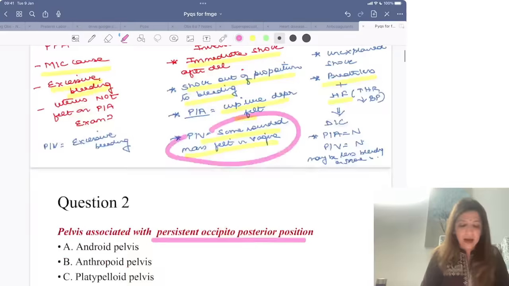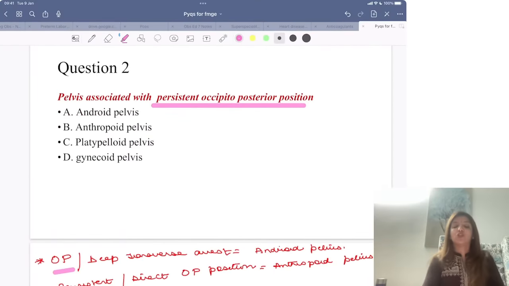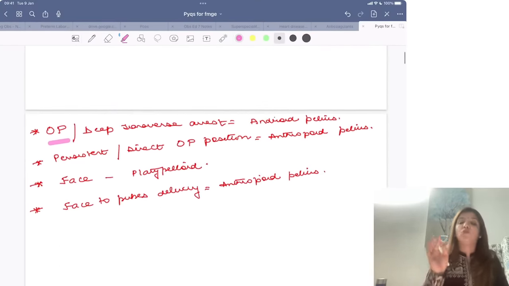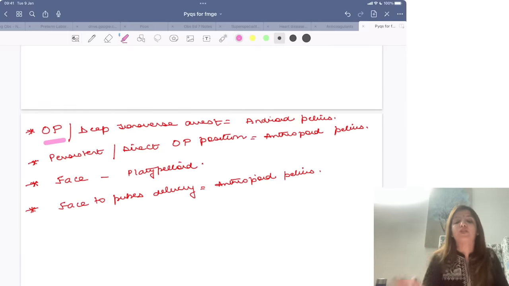Okay, coming to questions related to occipito-posterior position. Agar question aata hai, in which pelvis occipito-posterior position is common, your answer will be android pelvis. In which pelvis deep transverse arrest is common, android pelvis. Rat lo is cheech ko.